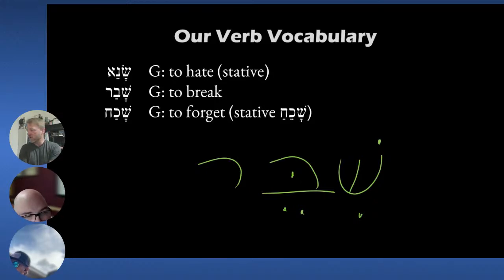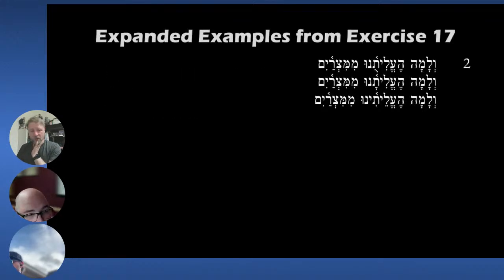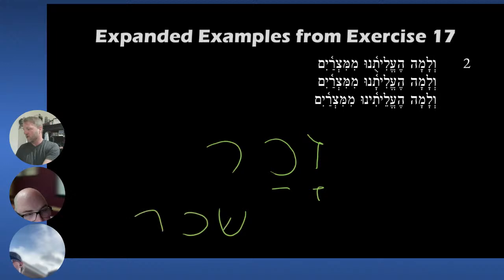So shavar is he broke. Shiber is what Moses did to the Ten Commandments when he came down and found the people worshiping an idol. He shattered them. He threw them down and broke them to pieces. Vayeshaber et haluchot. Shachach means he forgot. And that's the end of the vocabulary. Nice. Shavar, shiber, shachach. Shachach is the opposite of zachar. Zachar, he remembered, and shachach, he forgot.